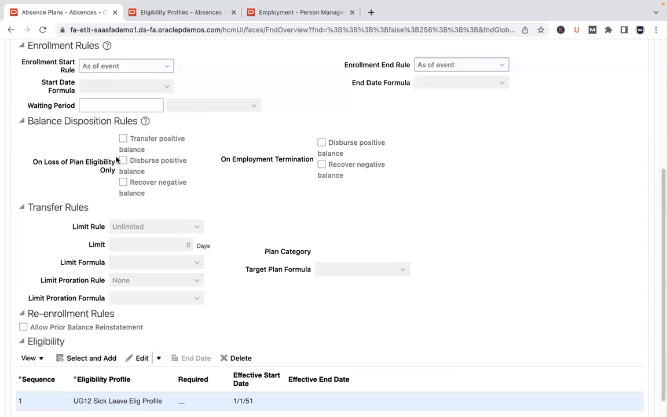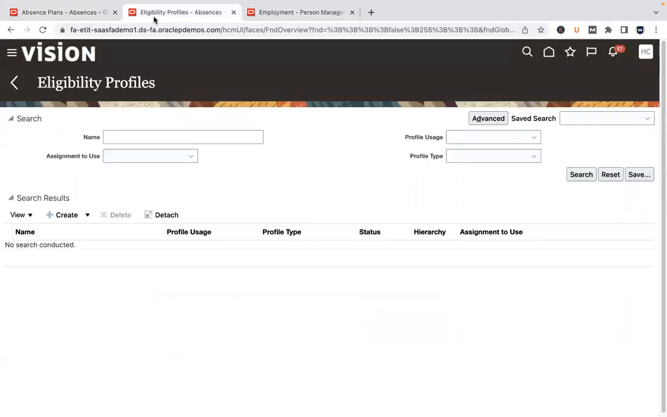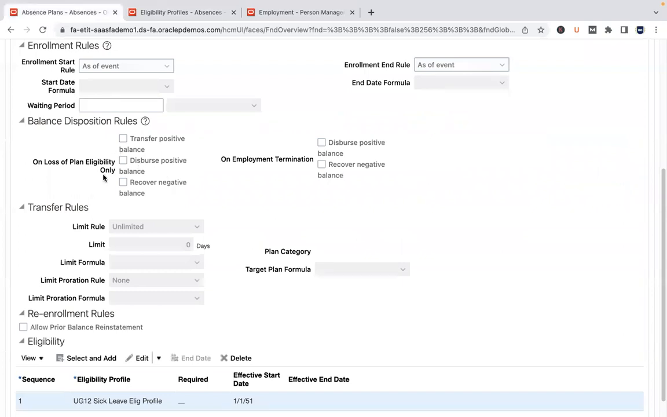When a particular person loses eligibility, what do you need to do with that balance? Let's say I used 6 sick leaves. I'm a full-time employee, and on the 1st of January 10 leaves were added to my account. I used 6 leaves till May, and in June my assignment has been changed from full-time regular to, say, part-time regular. I become ineligible for it. And when the absence process runs, it will look at the leave plan to understand what it needs to do with the 4 leaves, because I became ineligible for it, right? I still have 4 leaves pending.